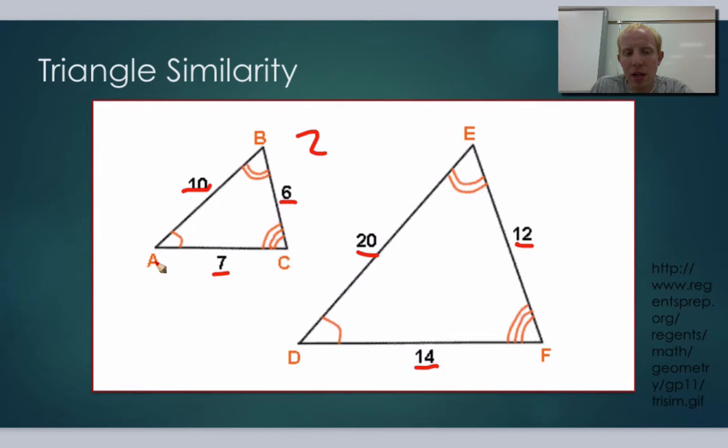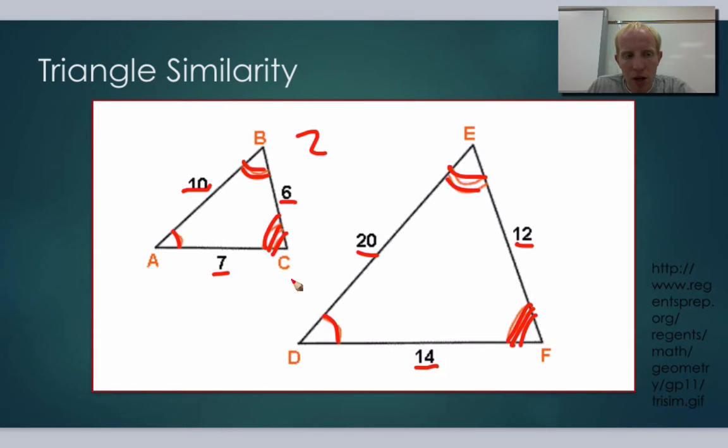One thing to keep in mind is that the angles are the same. These lines right here mean the angles are the same. This angle is equal to that angle. The two lines mean this angle is equal to this angle with two lines, and the three lines means this angle is equal to this angle with three lines. So all the angles are the same. The sides could be scaled to be the same, and so they can be dilated, which means they're similar triangles.